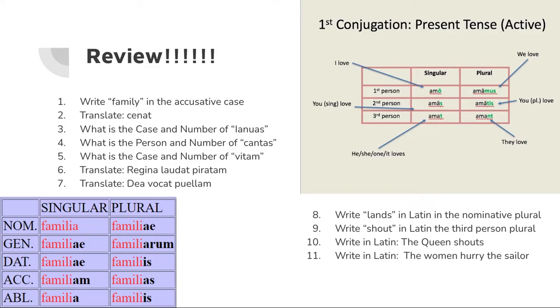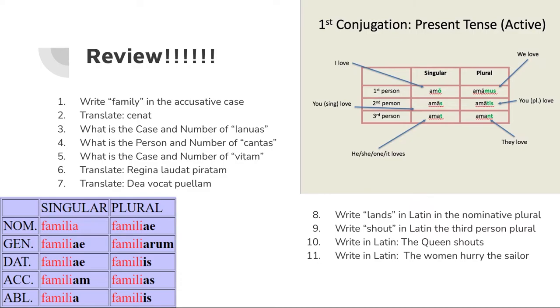So how do we make clamo into the third person singular? Well, if you go to the chart on the top, you can see the third person singular ends with T. So how do we make clamo end with a T? You have to do the rule again and change an O to an A, and it will be clamat. C-L-A-M-A-T. So in Latin, it would be regina clamat.